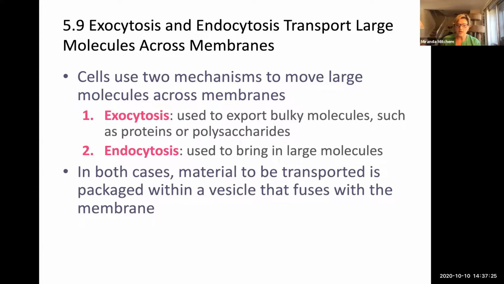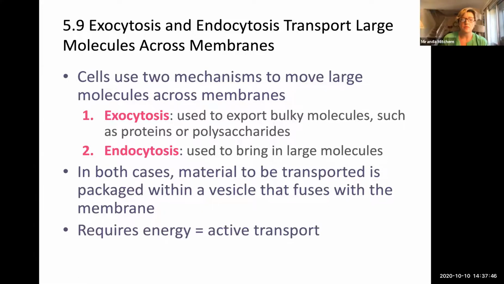So for this to happen, both processes do require energy and they use a transport vesicle. So remember back to the endomembrane system when we were learning about the cell, we talked a lot about transport vesicles in that module. We'll review it here. So again, energy is required. Active transport means that there is an energy requirement.